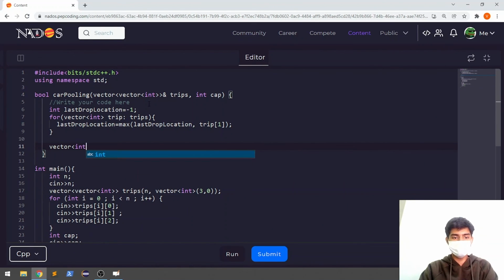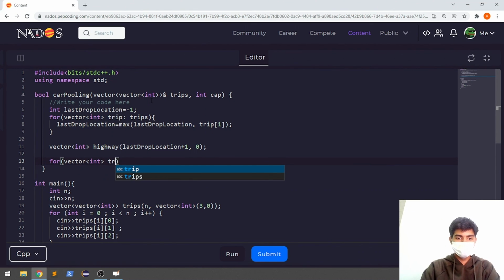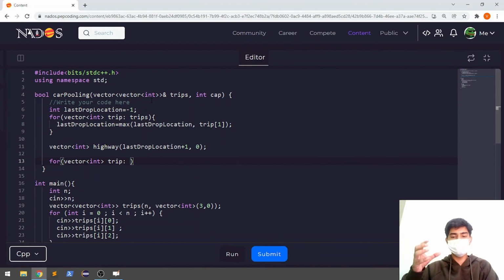After this I just need to make a vector of that size. So highway of last drop location plus 1, and at every moment I will have 0, right? Now we need to put those values, right? We need to put the value of passenger count at my starting point and the value of minus passenger count at my ending point, right?